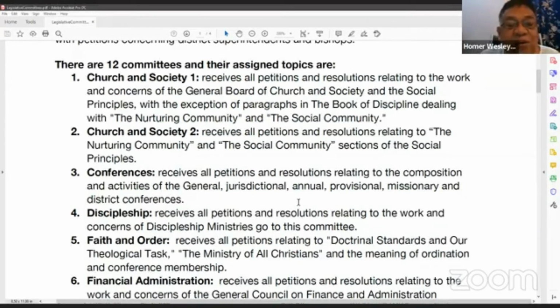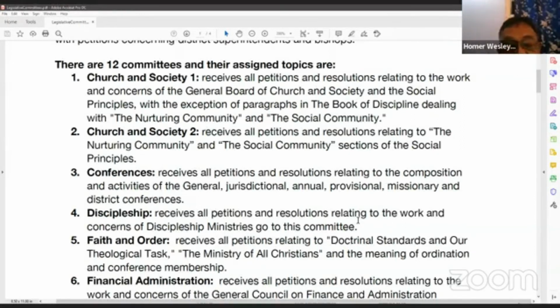Number 3, conferences. Receives all petitions and resolutions relating to the composition and activities of the general, jurisdictional, annual, provincial, and missionary and district conferences. Halimbawa, magpipetition tayo ng isang bagong missionary annual conference, no? Yun, dadaan yun sa isang petition papunta sa General Conference. Okay, discipleship. Receives all petitions and resolutions relating to the work and concerns of the discipleship ministries. So, lahat ng petitions tungkol sa discipleship ay pupunta sa committee on discipleship.